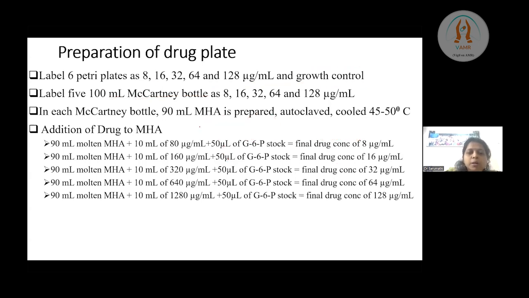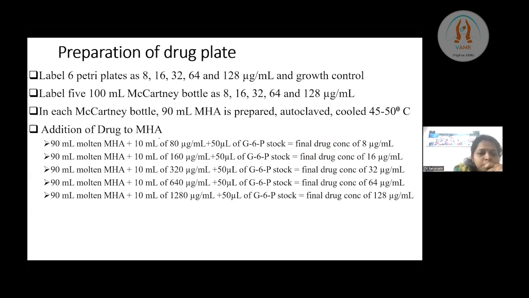For example, you have to prepare 80 microgram per ml for 8 microgram per ml. This 100 ml amount you can prepare and pour into 5 plates of 8. The other plates you can keep for future use. So in one go you can prepare 5 plates of a single concentration. Like this you can prepare for all the concentrations.